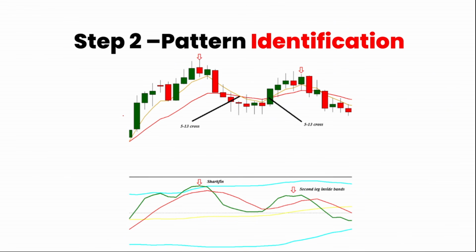Step 2 is basically pattern identification. We now want to see a clear M or W pattern with distinct legs. The first leg must correspond to the shark fin on the TDI, and then the second leg must be inside the bands on the TDI.